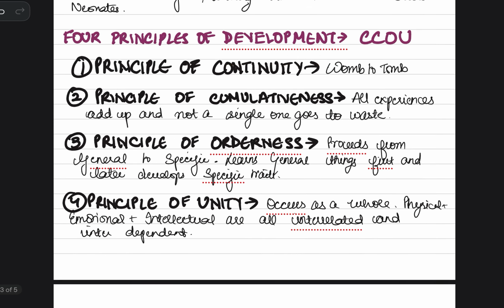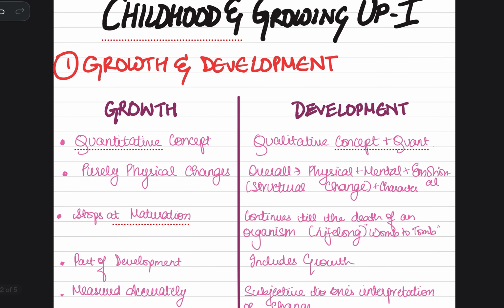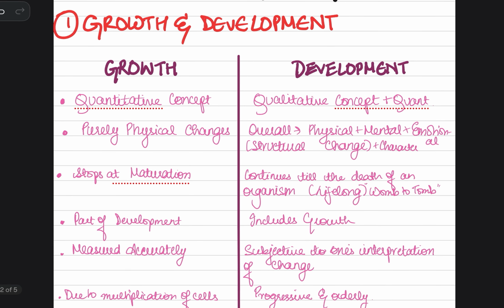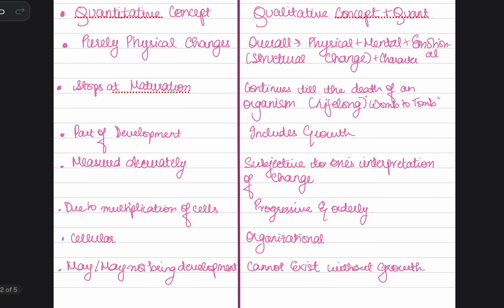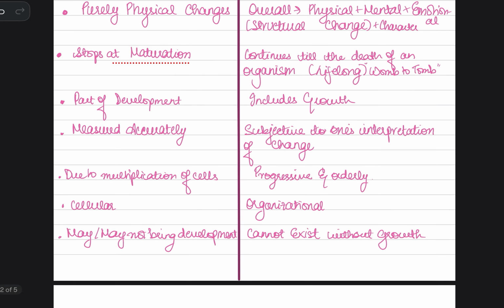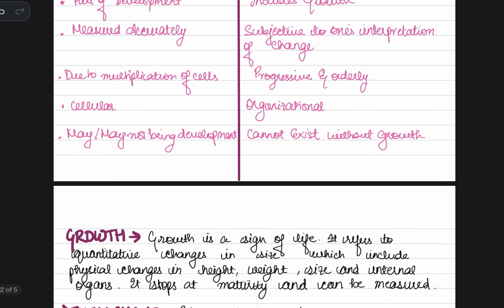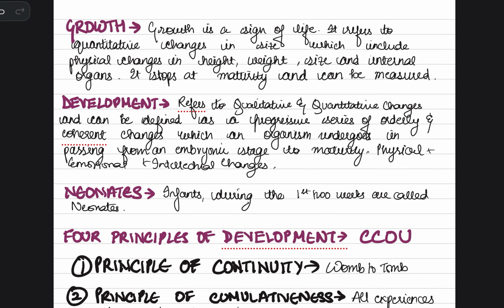So for this first concept, growth and development, the differences are necessary. It's very simple. Growth is purely physical, it's at the cellular level, it stops after some time, it stops at maturity, it can be measured, and it is a part of development. Whereas development is not just growth, it is also a qualitative concept. It includes not only physical but mental and emotional aspects also. It does not stop, it is a continuous process, and it cannot be measured. And it cannot exist without growth. So growth we understood, development is understood.